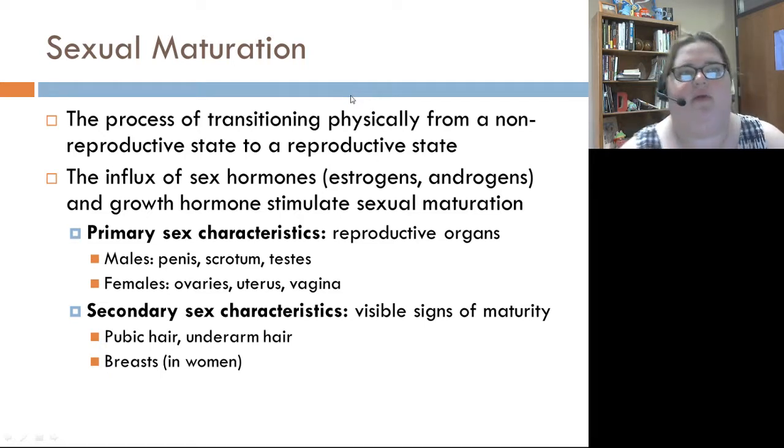Human sexuality development really begins with sexual maturation, and this is the process of transitioning physically from a non-reproductive state to a reproductive state. And last time we talked about how puberty is very much defined by this rush of hormones. And in terms of sexual maturation, there's no difference. Sexual maturation occurs when we have an influx of sex hormones, so estrogens and androgens, and that's testosterone. And growth hormones stimulate sexual maturation.